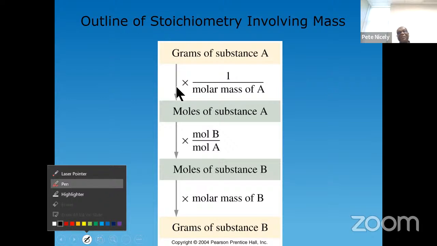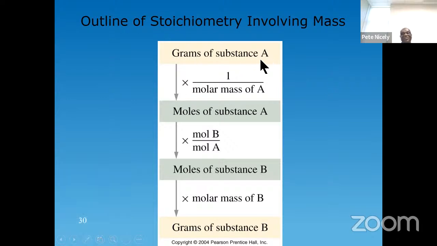So you may be given the mass of one substance involved in the reaction. You have to convert it to the moles of that substance, and then you use the mole ratio to get the moles of the other substance. And then you may be asked to find the mass of the second substance, right? So it all depends on the information that's provided in the question.